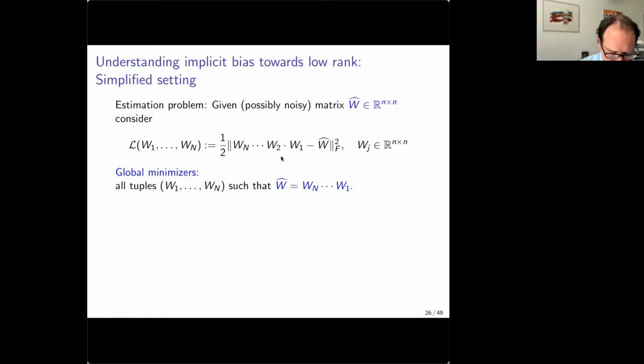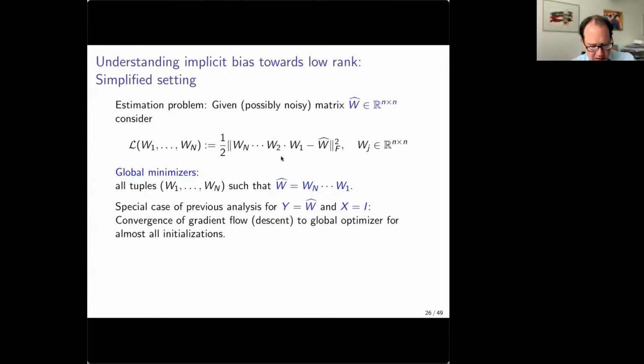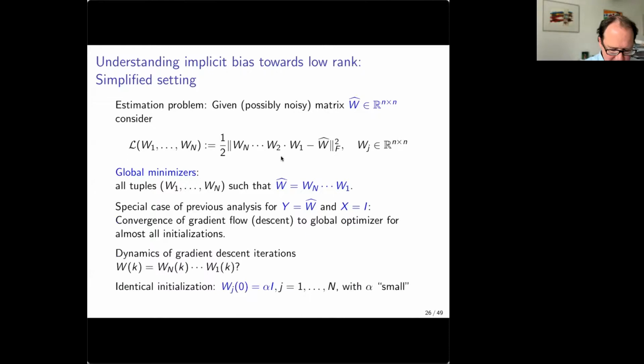The set of global minimizers are all tuples such that their product equals W hat. And we already know that the gradient flow converges to a global optimizer for almost all initializations. But the point will now be to look at how this convergence actually happens. For the initialization, we take alpha times the identity with alpha small. This is also something that people generally observe in machine learning, that they have to take initializations which are rather small.